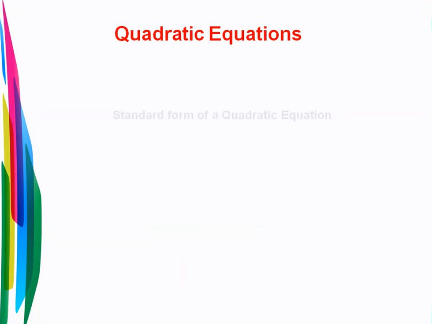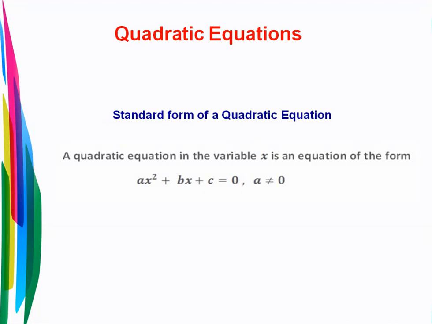Now in this chapter, what are we going to study? The standard form of a quadratic equation. A quadratic equation in the variable x is an equation of the form ax square plus bx plus c equal to 0, where a should not be equal to 0, because if a is 0 then it will no more be a quadratic equation, it will be a linear equation, bx plus c equal to 0. So specifically a should not be equal to 0; b can be 0, c can be 0.